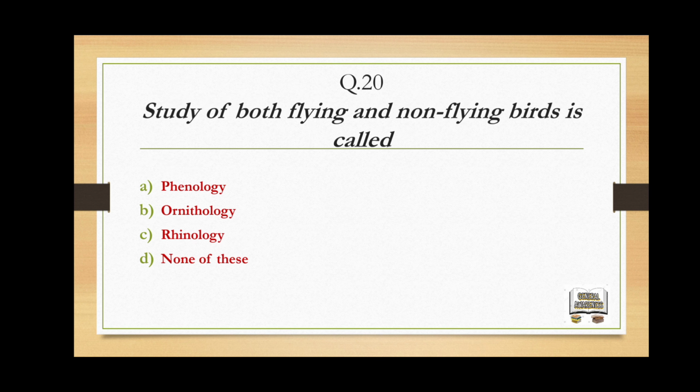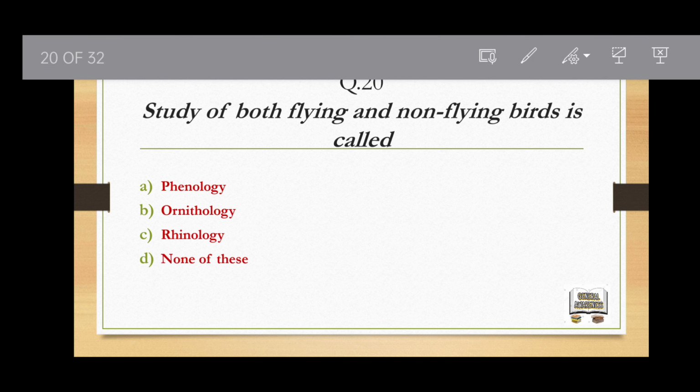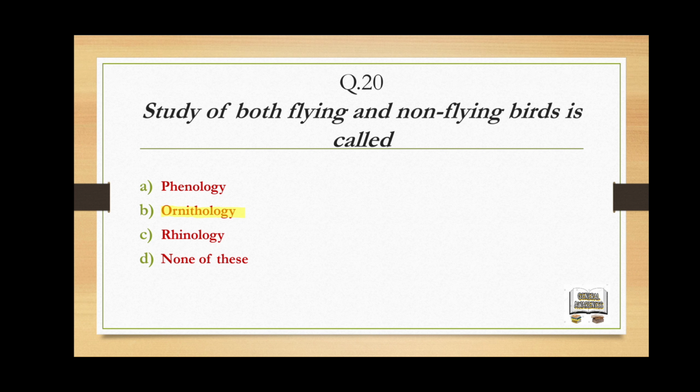Next question. Study of both flying and non-flying birds is called option A phenology, option B ornithology, option C rhinology, option D none of these. The correct answer is option B ornithology.